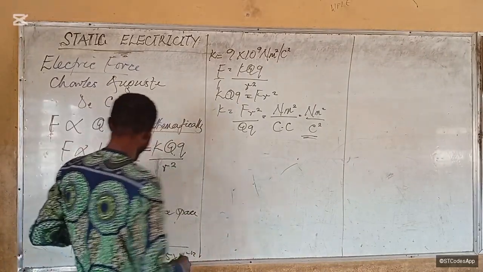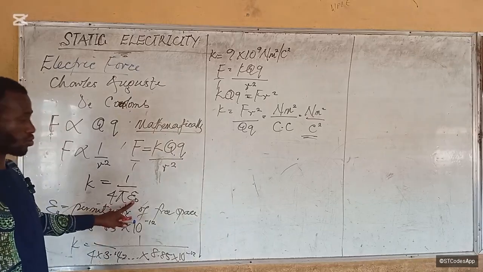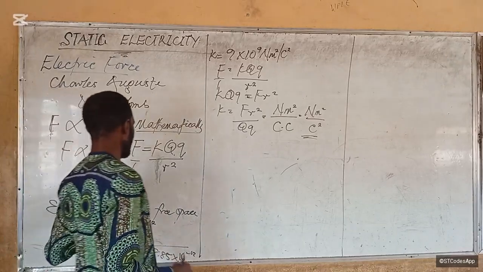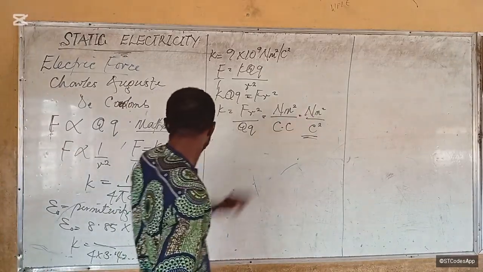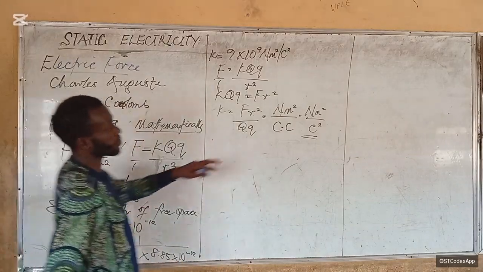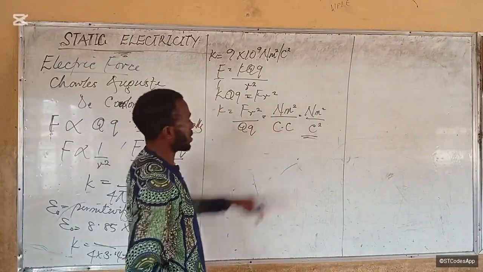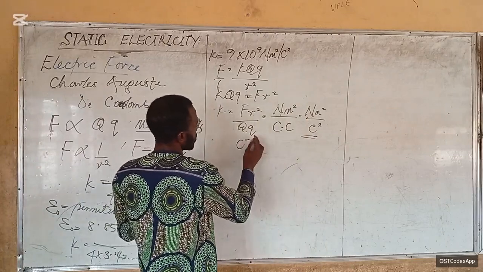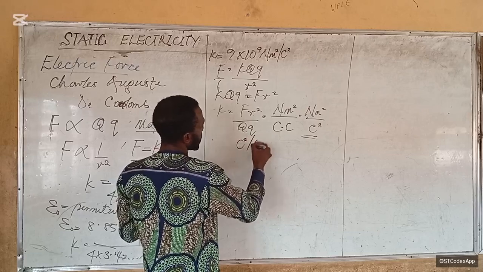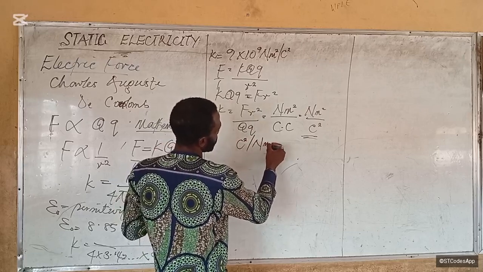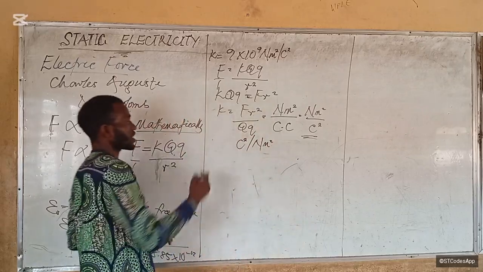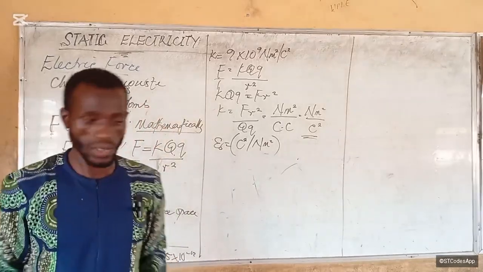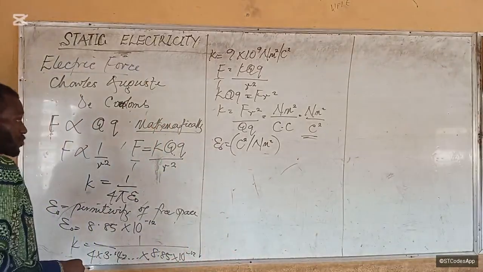The law of Coulomb. Okay. Now this constant has its own unit also. So it's going to be the inverse of these units because these are constants. The inverse of this will be C squared per Newton meter squared. That will be the unit of permittivity of free space. That is just for the record.